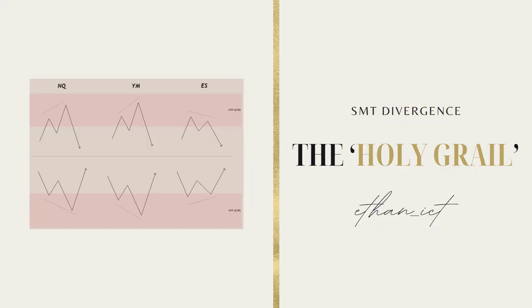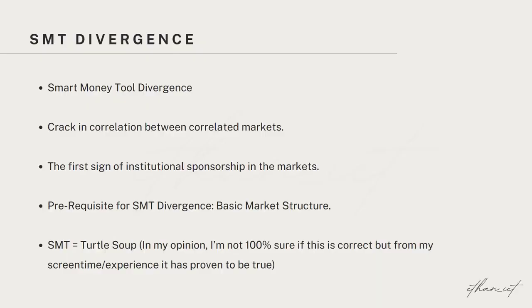In this lecture, I will be covering SMT divergence and why it is extremely important to my model and, in my opinion, to any ICT strategy. If there was one concept from ICT that I would label the quote-unquote holy grail, it would be SMT divergence. So what is SMT divergence? SMT divergence is the acronym for Smart Money Tool. So the long form of SMT divergence is Smart Money Tool Divergence.